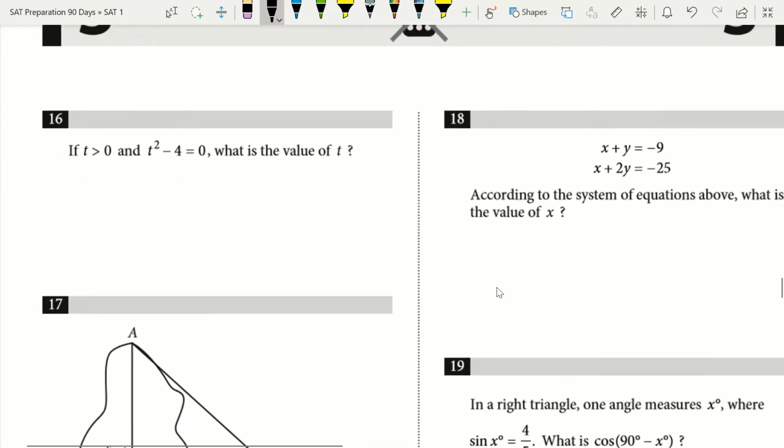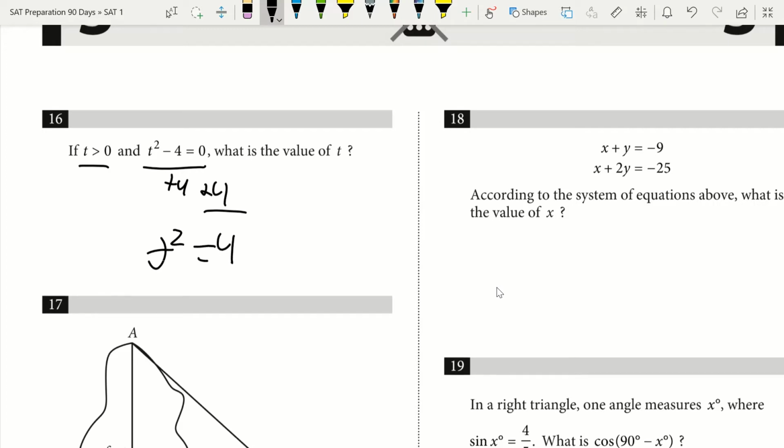calculator section. Question 16, if t is greater than 0, so t is positive, t squared minus 4 equals 0, what's the value of t? Okay, I'm going to add 4 to each side. 0 plus 4 is 4. T squared equals 4. Square root each side. Square root of 4 is 2. T has to be positive. Answer there is going to be 2 for number 16.